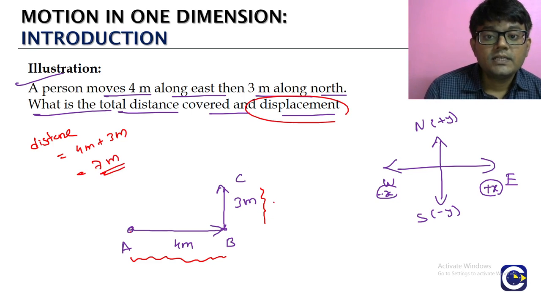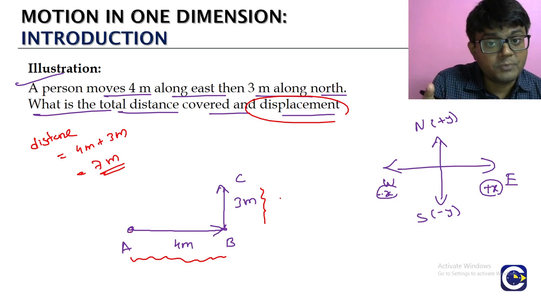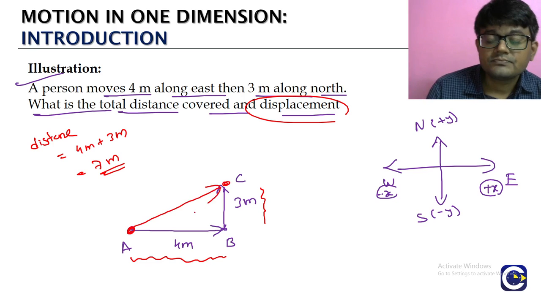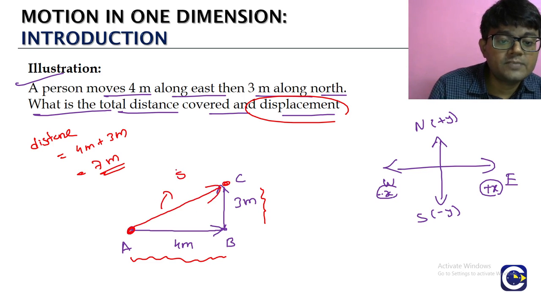Displacement means what? It is the shortest distance, the straight line distance from the initial point to the final point. Remember guys, what is the initial point? Where are we starting our journey in the beginning? A. Where are we ending our journey? At the point C. So the displacement vector is given by this one. So this is basically our displacement vector.